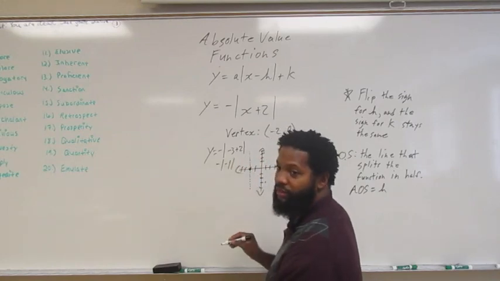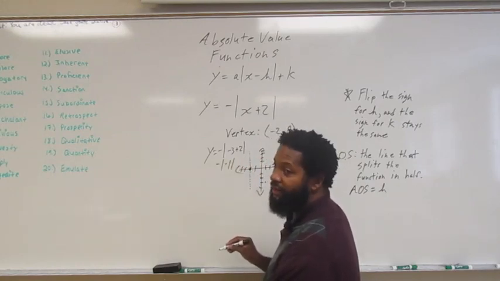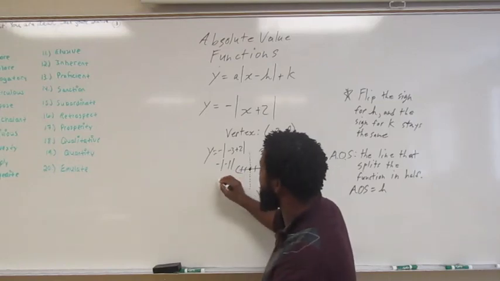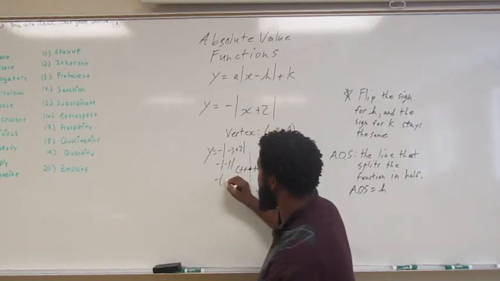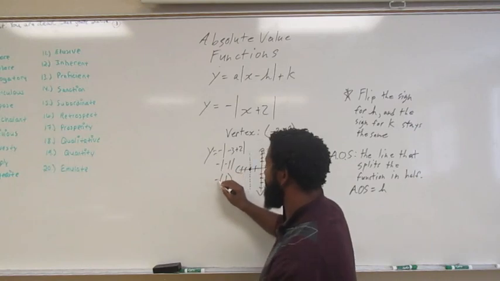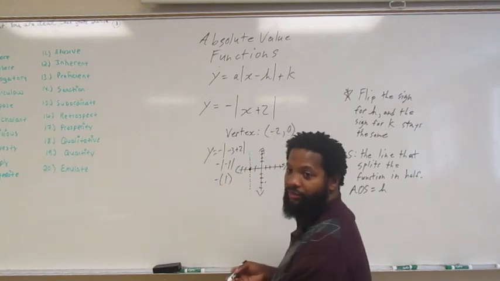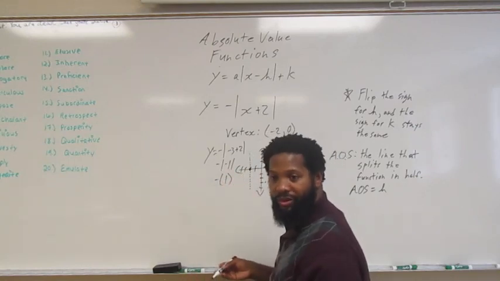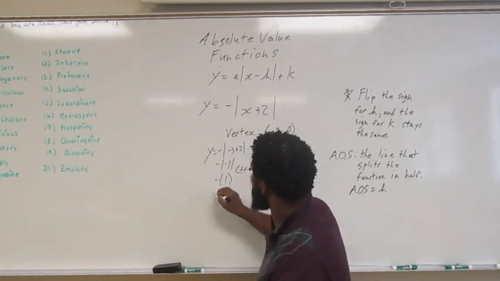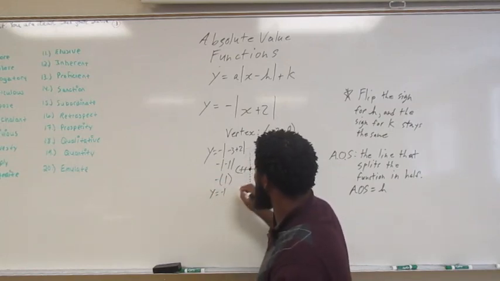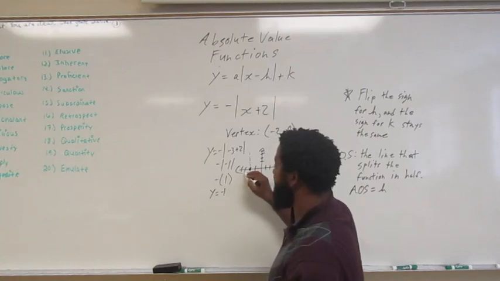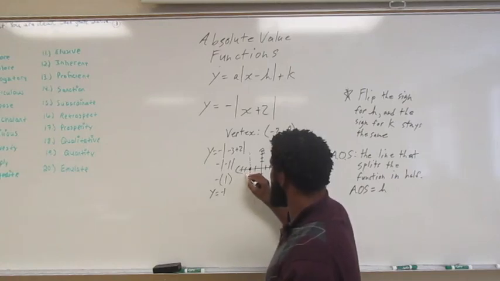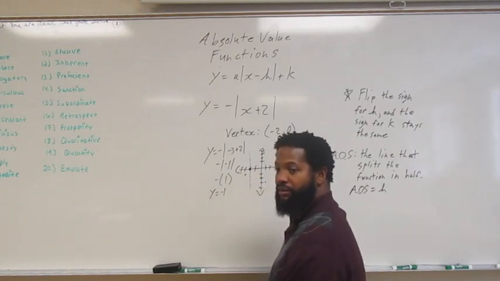What's the absolute value of negative 1? It's 1, right? So we have negative, parenthesis, 1. So what's negative times a positive 1? Negative 1, right? So y is equal to negative 1. Therefore, right here where the negative 3 is at, you just go down 1. Right there. Negative 1.